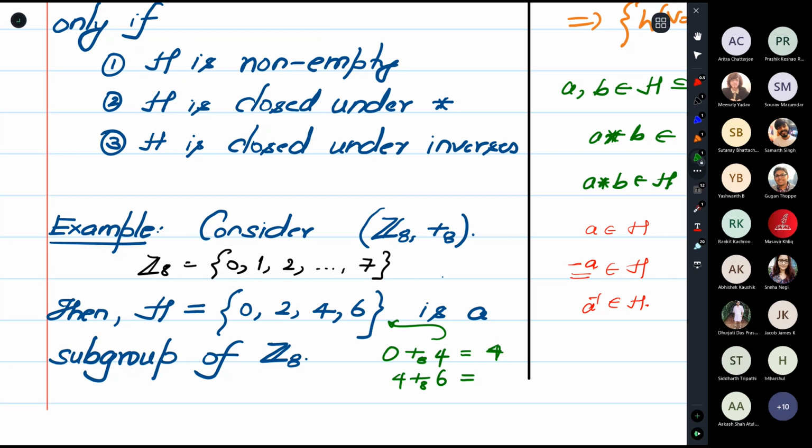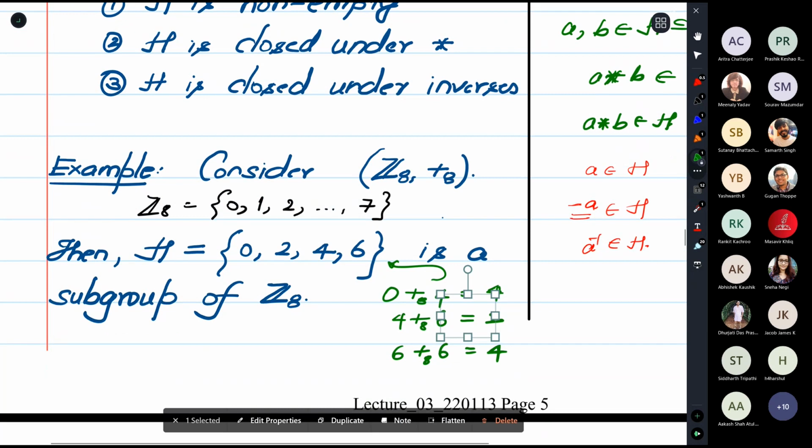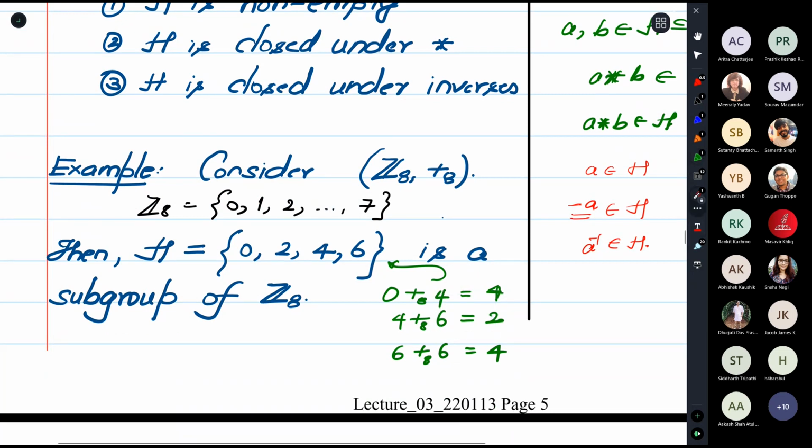Okay, so this is 10 mod 8, which is 2. So 2 also is an element of H, right? And similarly 6 plus 6. This is 12, and modulo 8 is 4, right? So this also belongs to H. So you can see that all these different operations which we can perform between the elements present in H, it is indeed closed under this addition operation.